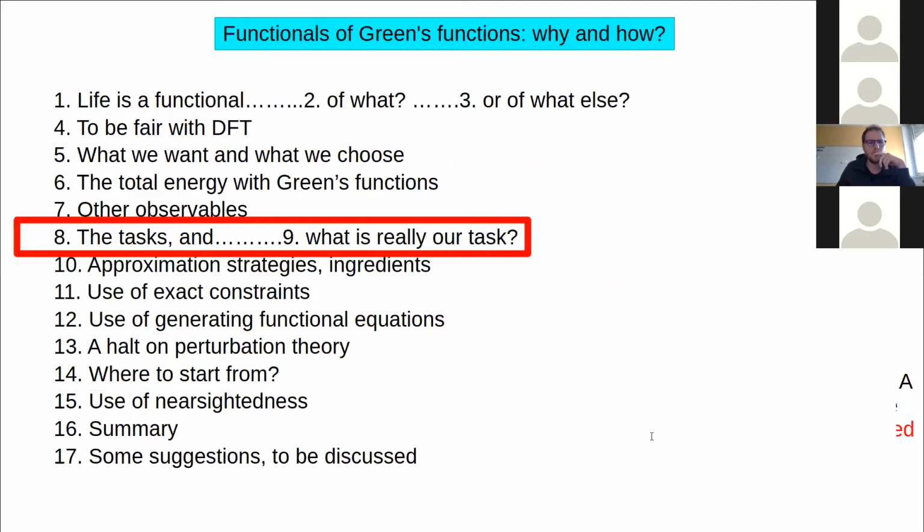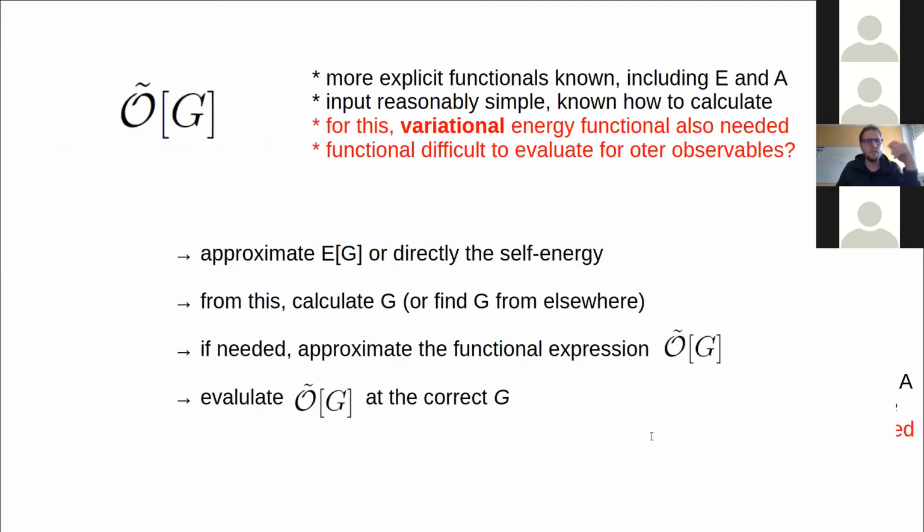So what is then really our task when we are working in this business? We have to find the Green's function. And this means either we find the variational functional of the energy, and this means the exchange correlation part, or we directly approximate the self-energy. Second, we have to solve the corresponding Dyson equation and calculate G, or we have to find some other approximation for the Green's function from outside. That's also a possibility. Then, if we do not know the observable as a function of the Green's function, we have to find the functional expression, maybe approximate. And then we have to, of course, plug the Green's function into this expression and evaluate our observable.